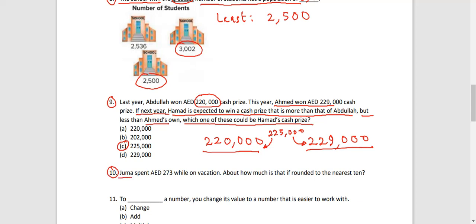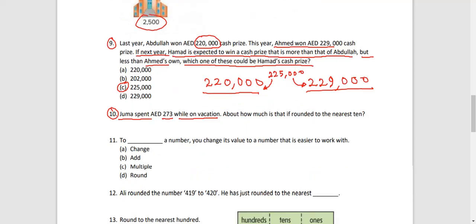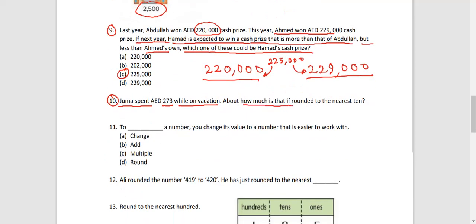Question 10. Juma spent 273 while on vacation. About how much is that if rounded to the nearest 10? So what you are interested in is the nearest 10. Check the number in the tens place, and that is 7. So I'll check the number next to the right of it. The number is less than 5. Therefore, you round down by not doing anything to 7. So the number remains 2, the 7 remains the same and the last digit becomes 0. So the answer is 270.